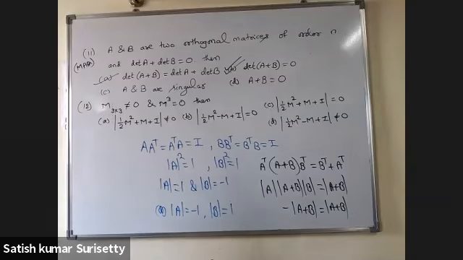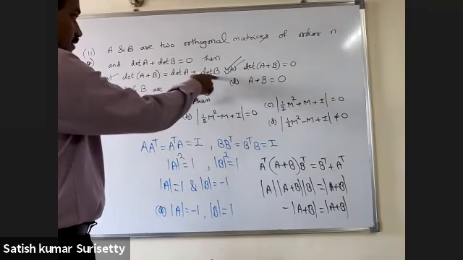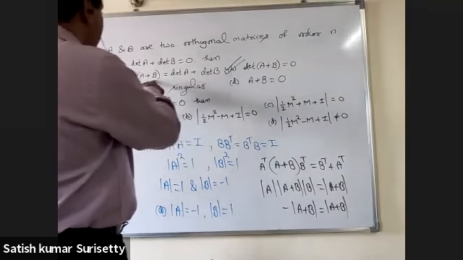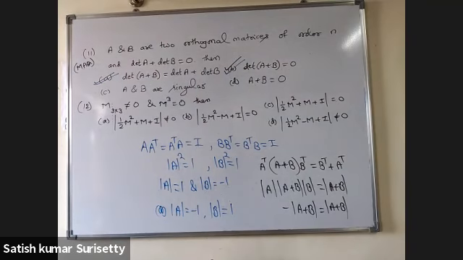Next, determinant of A, determinant of B. This sum is 0 from the given. And from this it will be also 0. So we'll get this option also. A and B. So A and B.